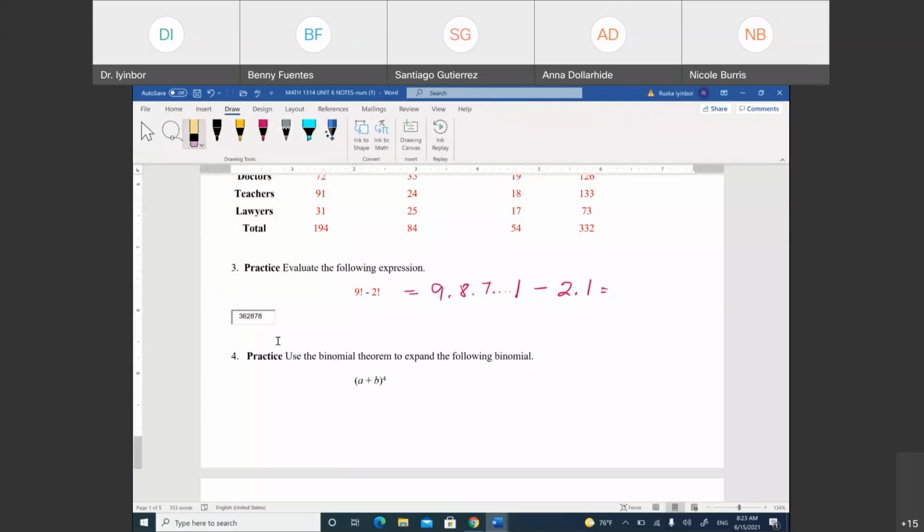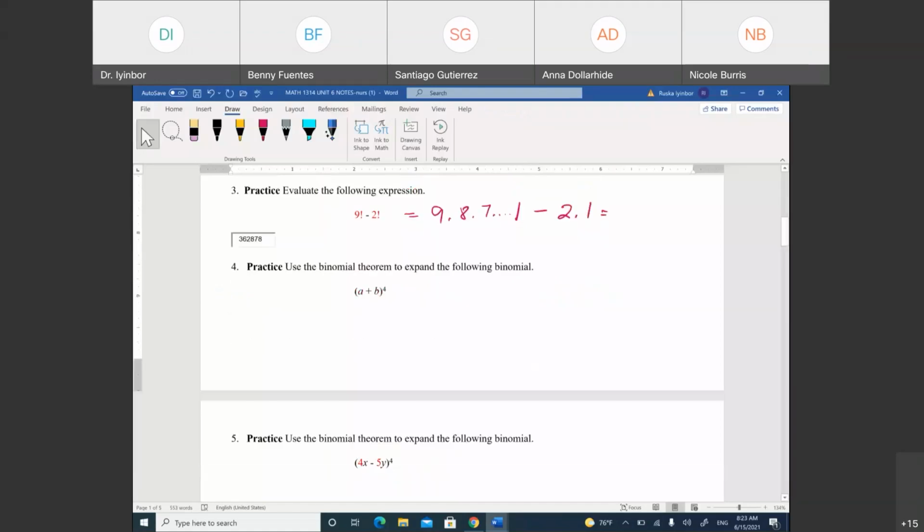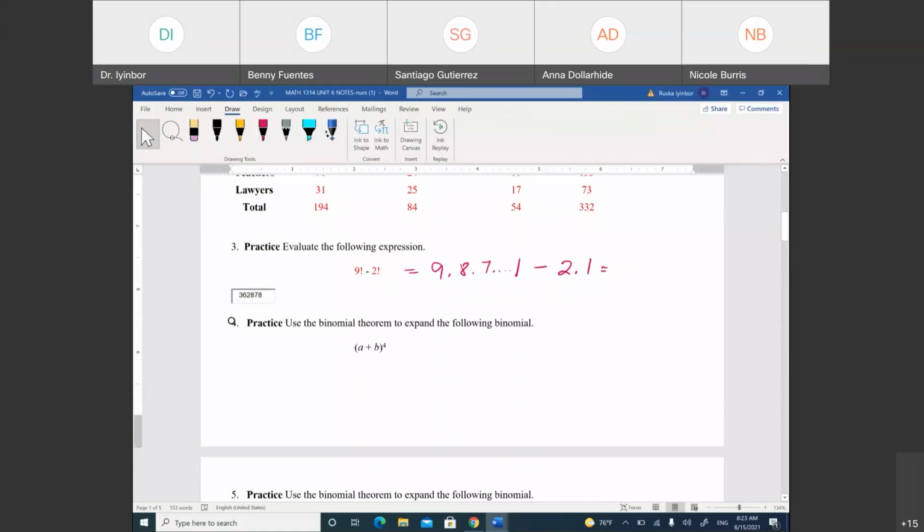And then I'm going to let you look at the video in WebAssign on how to do the binomial theorem, which is a formula with factorials. It's a little longer way. So I'm going to show you a shortcut, which is using Pascal Triangle. So we're not going to use binomial theorem. We're going to use Pascal Triangle.